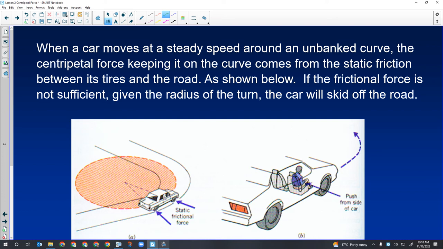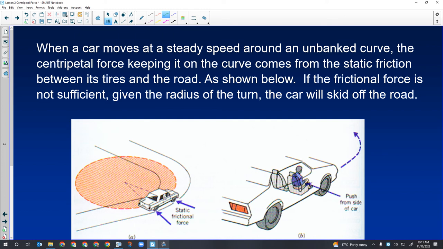Which should be more effective? Static. Because if you're drifting the corner, what are your tires doing? They're sliding. In fact, it is more efficient to take a corner without skidding, or drifting, than it is to drift it.